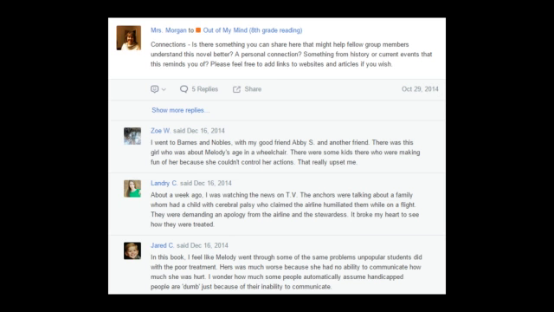Jared writes, "In this book, I feel like Melody went through some of the same problems unpopular students did with the poor treatment. Hers was much worse because she had no ability to communicate how much she was hurt. I wonder how much some people automatically assume handicapped people are dumb just because of their inability to communicate." Jared's text-to-life connection shows that he is making observations about human behavior because of what he is reading.